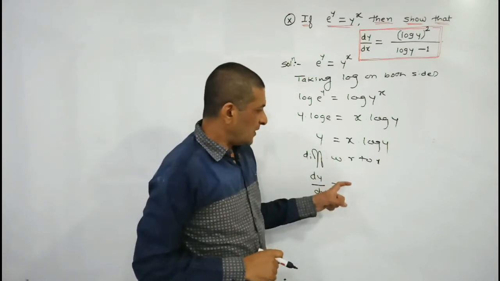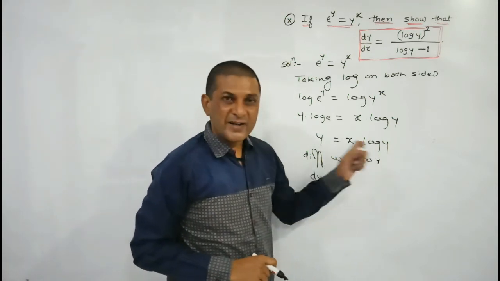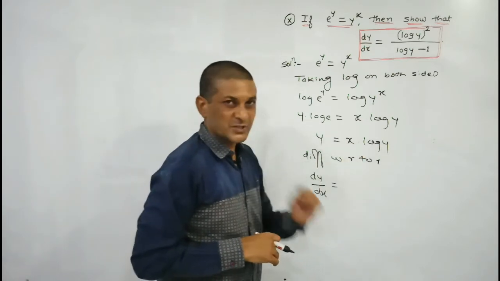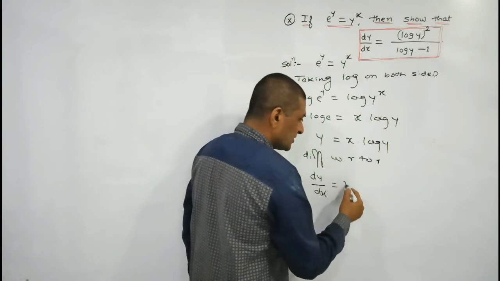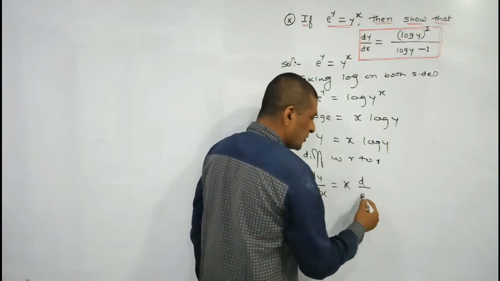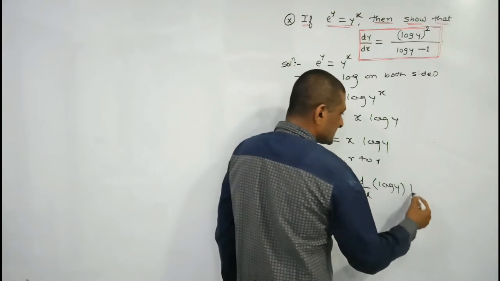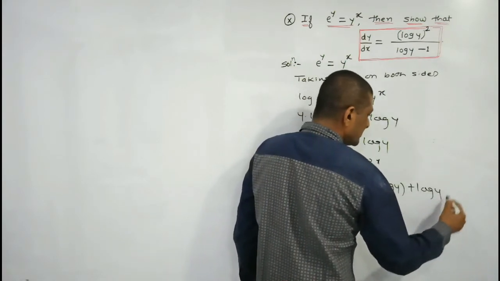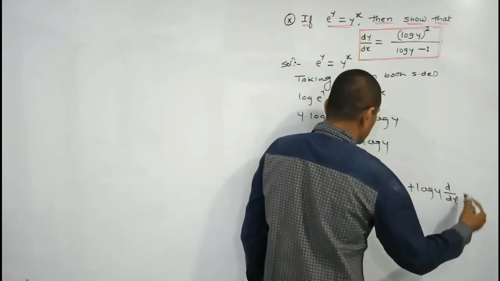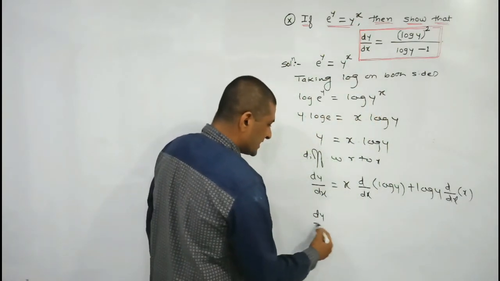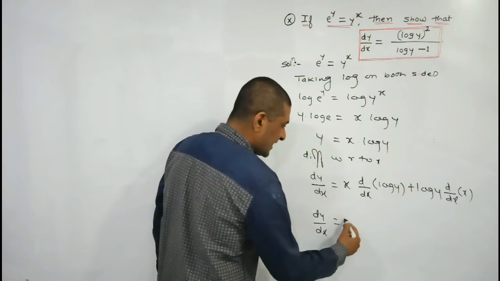now on the right hand side, to find the differentiation we have to apply the product rule, because a product of two functions is there. According to the product rule, keep the first term as it is, derivative of the second term, that is derivative of log y, plus the second term, log y, as it is, into derivative of the first term, derivative of x. So dy upon dx, keep it as it is. On this side, x as it is.